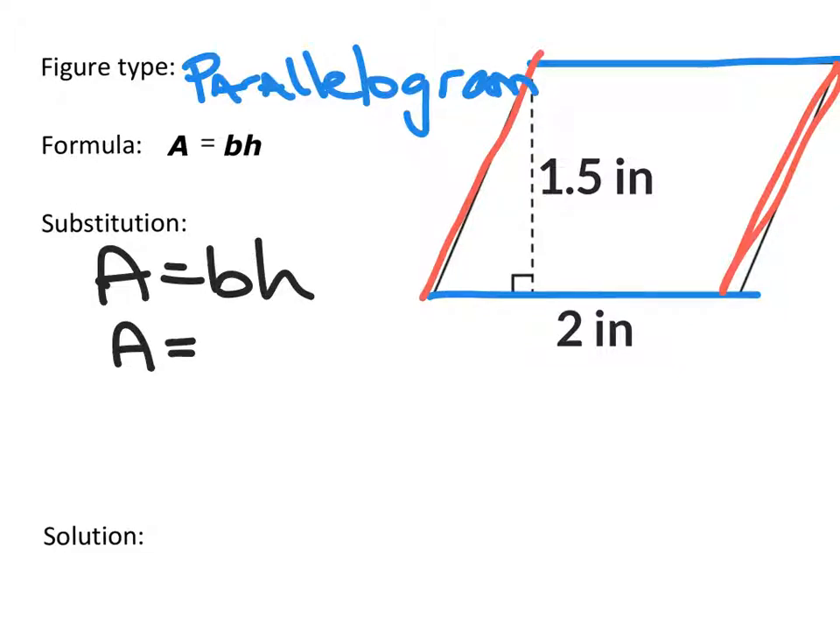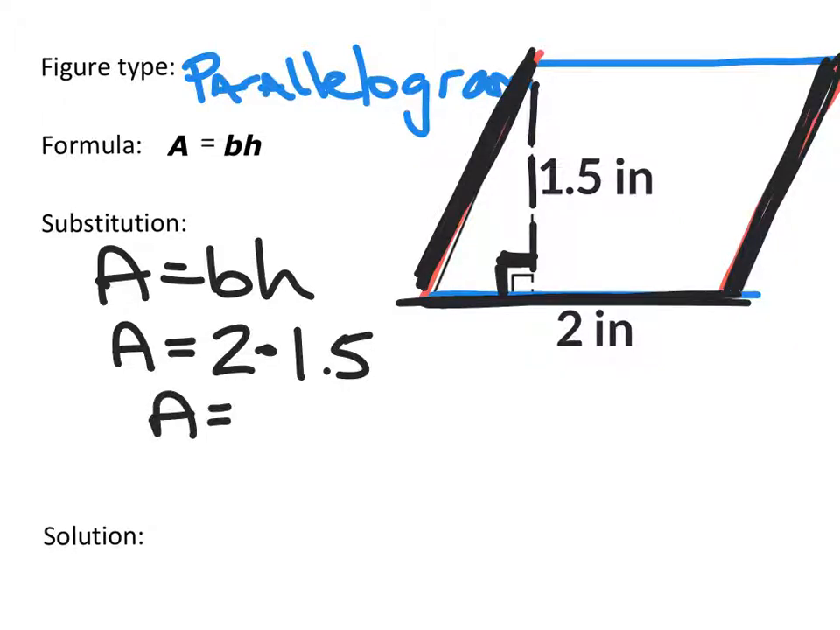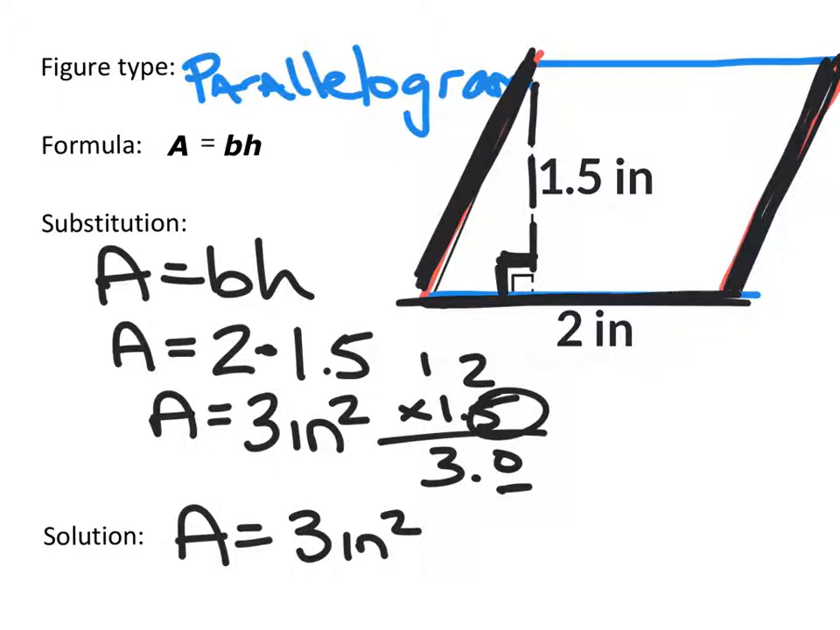Area, which we don't know yet, is the base right here, which is 2, times the height. Now, this is not the height. This is not the height. This is the height. And how do we know? We know because the height is perpendicular to the base. It forms a 90-degree angle. This height is 1.5. The area is 2 times 1.5. One number to the right of the decimal, so therefore the area is 3 inches squared. The solution is the area is 3 inches squared, or 3 square inches.